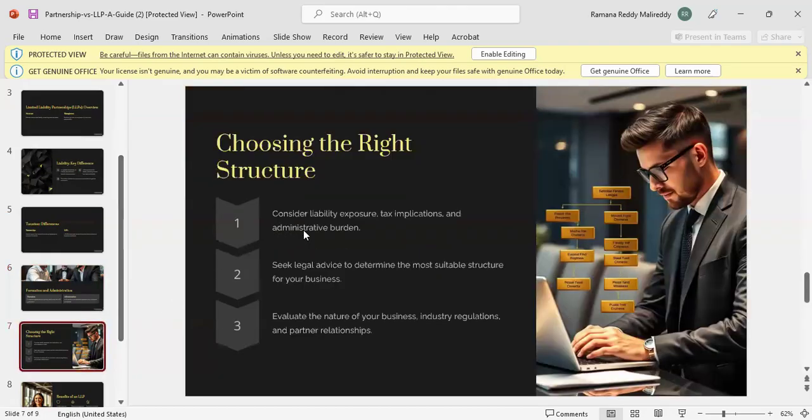Then choosing the right structure. So what would be the right structure, whether partnership firm or LLP? See, considering the liability exposure, tax implications, and administrative burden, one can take a decision and can evaluate the nature of business and industry regulations and partners' relationships. Based on these grounds, a decision can be taken.